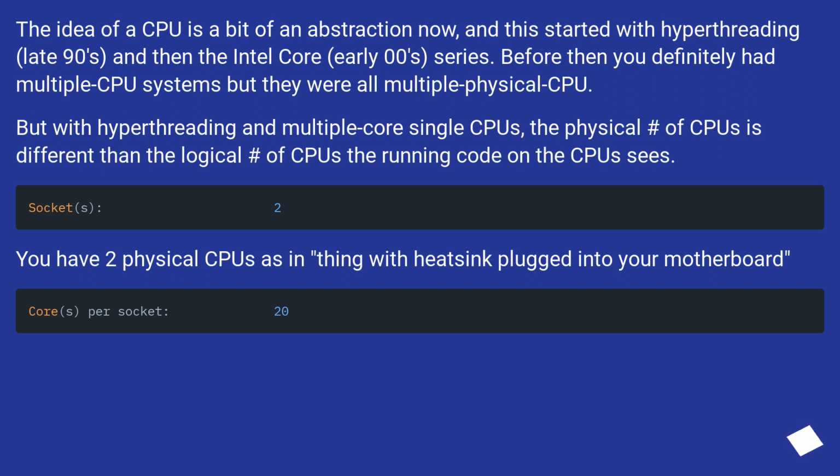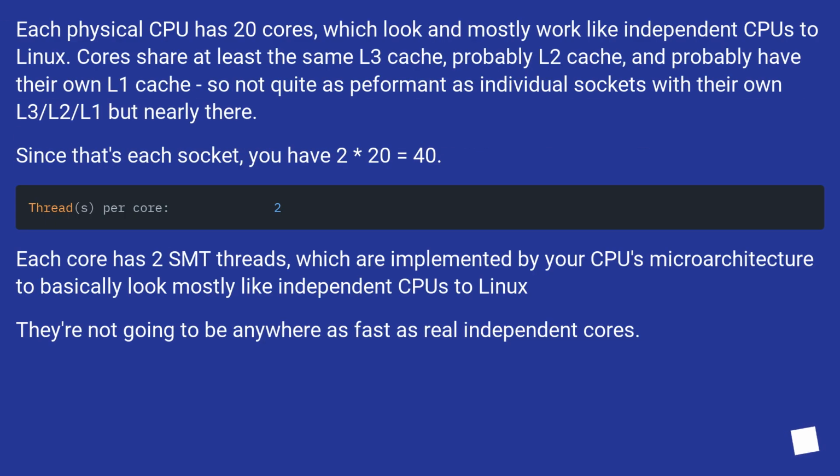You have 2 physical CPUs, as in a thing with a heatsink plugged into your motherboard. Each physical CPU has 20 cores, which look and mostly work like independent CPUs to Linux. Cores share at least the same L3 cache, probably L2 cache, and probably have their own L1 cache, so not quite as performant as individual sockets with their own L3/L2/L1, but nearly there. Since that's each socket, you have 2 times 20 equals 40.